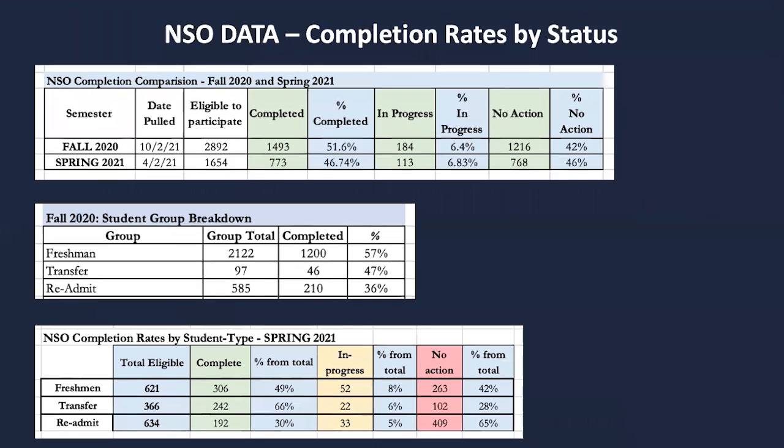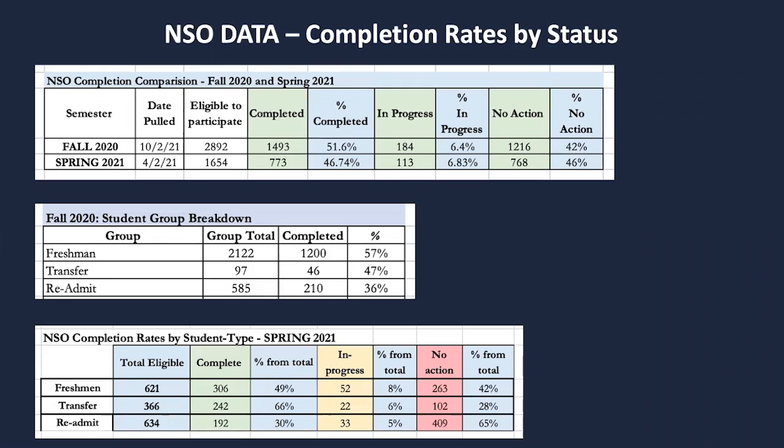Thanks, Albert. So, a little bit of data, the fun part for me, at least. In the fall, as you see on the screen, we had 2,892 students eligible to participate in new student orientation. This number for both semesters includes all new freshmen, transfer, and readmit students. Out of that 2,892 in the fall, 1,493 completed, so we're looking at about 51%. In the spring, we had 1,654 students eligible to complete and 773 completed, so about 46%. So we're averaging about a 50% completion between all parties.